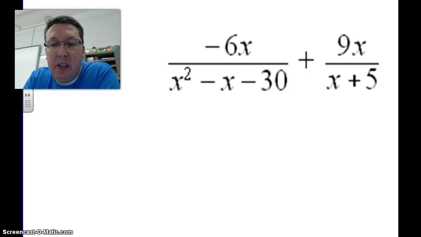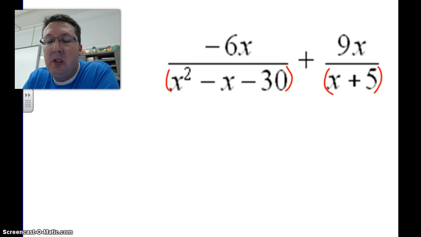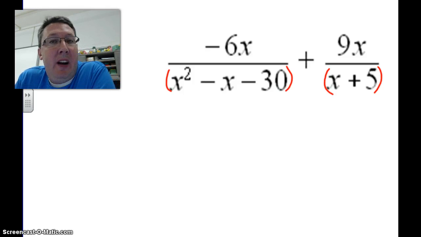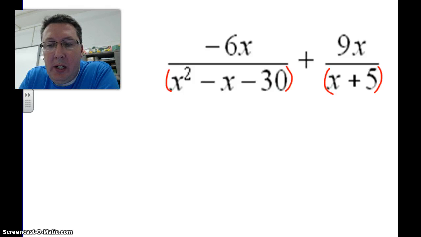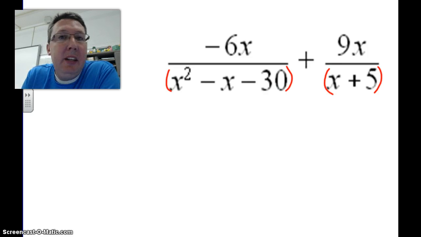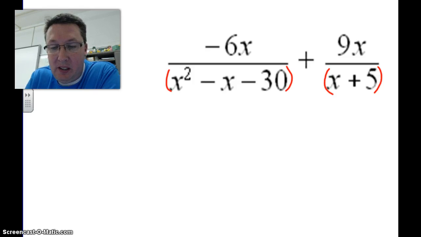First thing we did is down here on the denominator, I'm going to put those guys in parentheses, just so they're locked together. All right? Now I need to go through and factor these denominators. X squared minus x minus 30. First step, do they have anything in common? Because sometimes they will. This one doesn't. X squared, x, and 30. There's no common factor there.